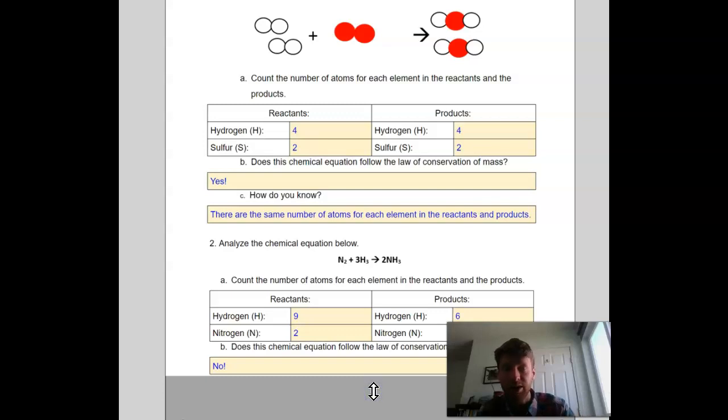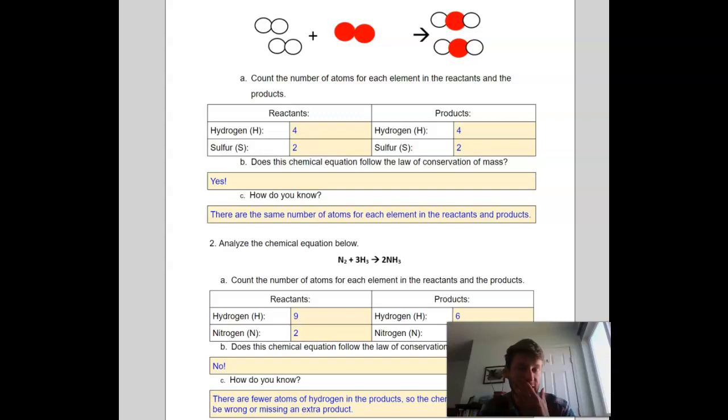And how do I know that? Well, just because the nitrogen are the same, that's not enough. Every element has to be the same. So 9 hydrogen in reactants, 6 hydrogen in products, that's not possible. There are fewer atoms of hydrogen in the products, so the chemical equation must be wrong or is missing an extra product.